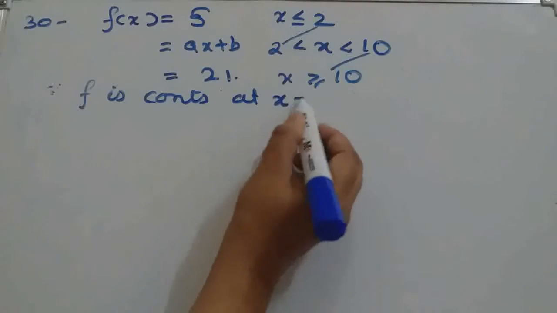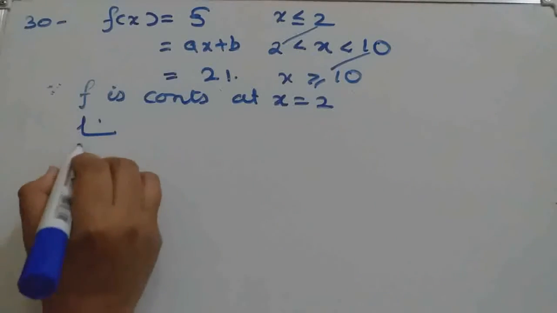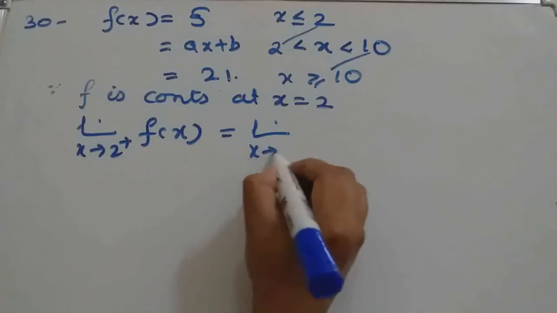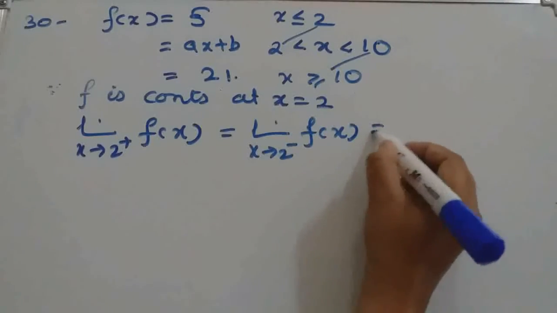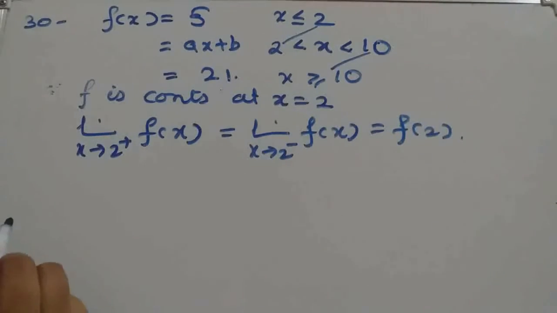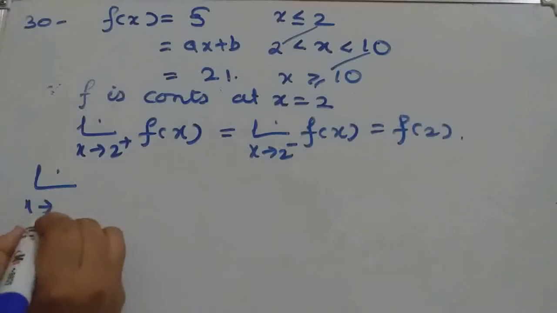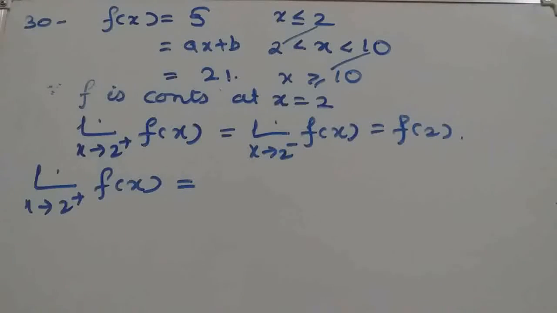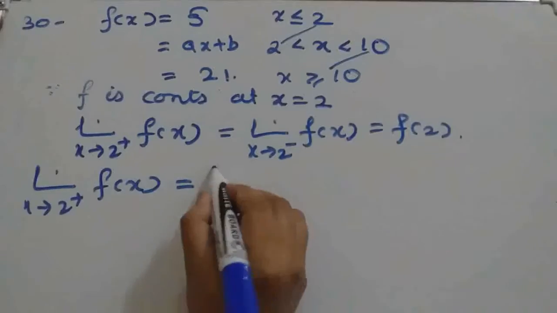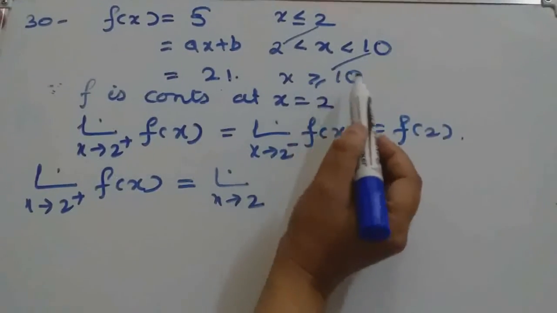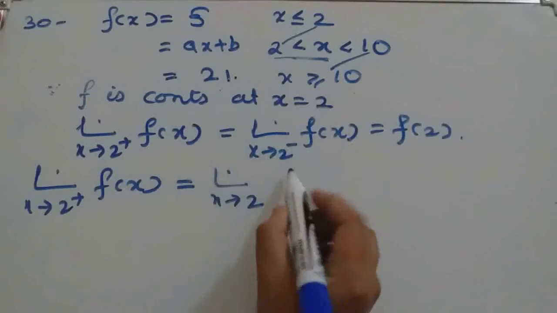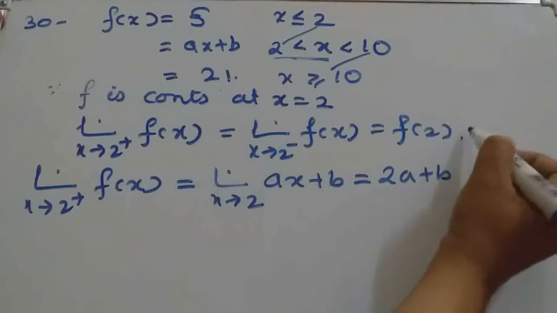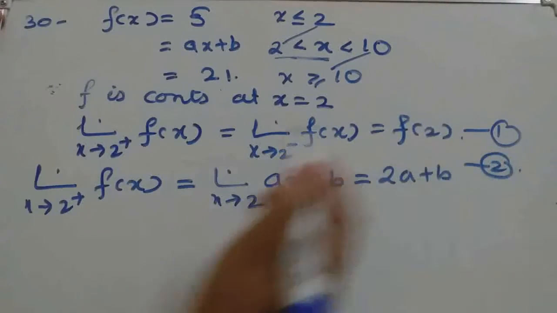Since the function is continuous at x equal to 2, that means the limit as x tends to 2 plus is equal to the limit as x tends to 2 minus, which is equal to f of 2. So the limit as x tends to 2 plus, meaning the value of x greater than 2, uses ax plus b. Here we will get 2a plus b. Suppose this is equation 1.